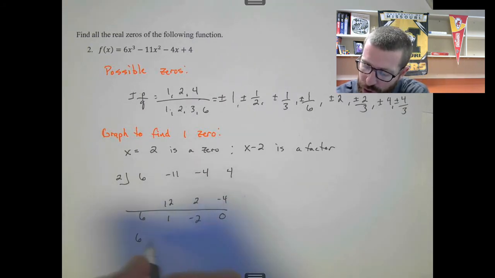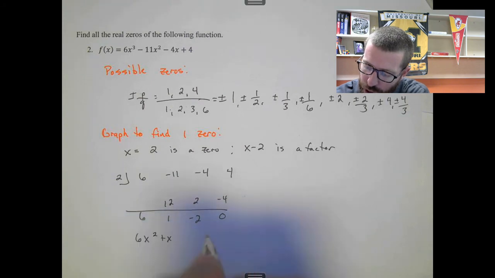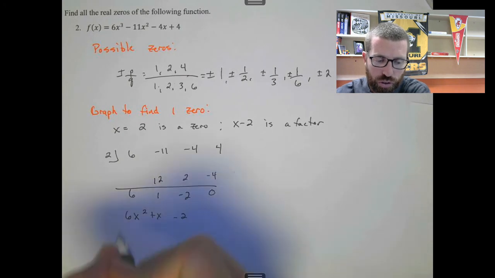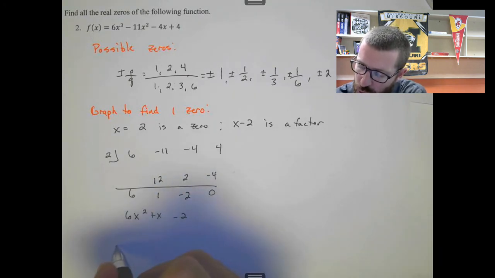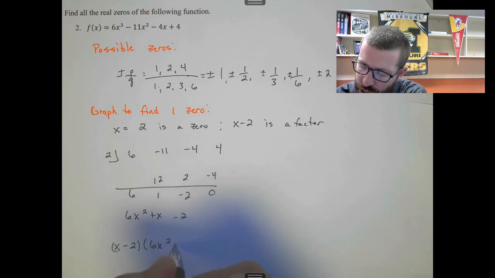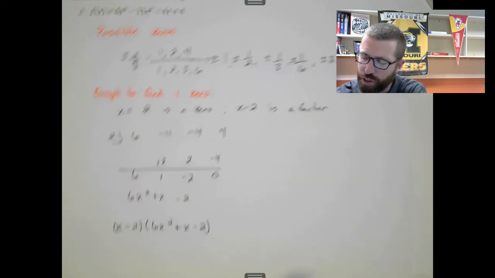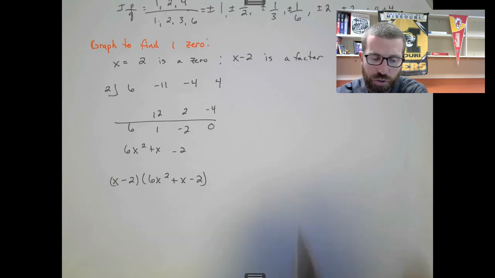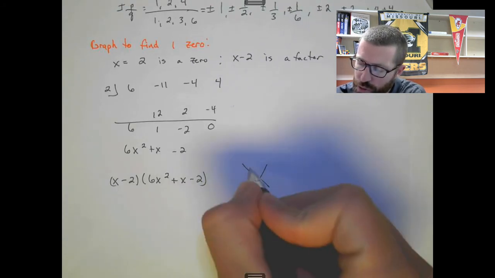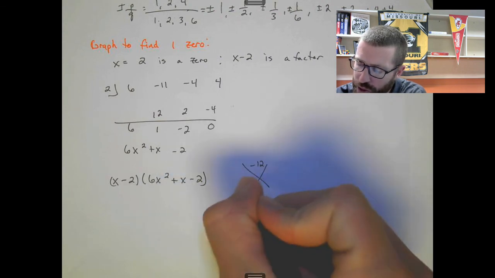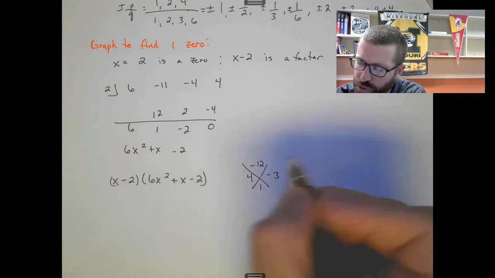Okay, so what does this mean? Okay, so let's write this. This is 6x squared plus x and then minus 2. So what this means is I can rewrite the whole thing as x minus 2 as a factor, and then 6x squared plus x minus 2. So that's bringing in what we found up here from the graph, and then these. Now this is some factoring you need to do. So we'll review the AC method here. Two numbers that multiply to -12, and then add to 1, which are 4 and -3.